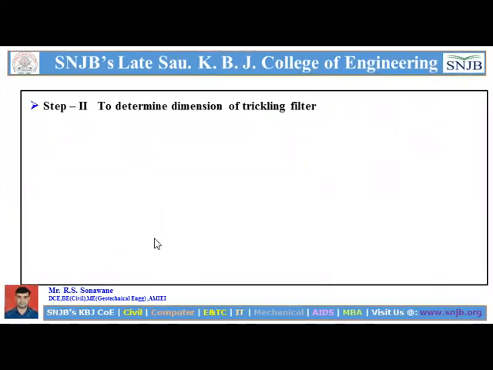So step number two, sorry, to determine the dimension of the trickling filter. We found the volume of the filter in the previous slide, that we know. Now we have to find the dimension, which is the diameter and height of the trickling filter. So in the second step we will find the dimension of the trickling filter.